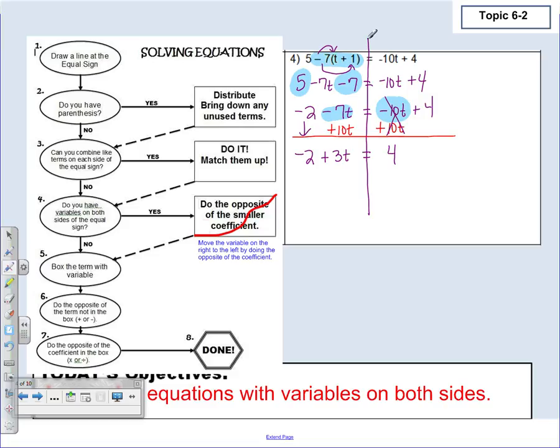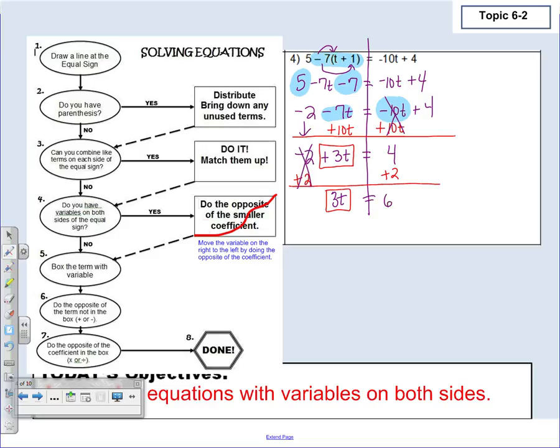Step 5 says, box the term with the variable. We have a positive 3t. Step 6, do the opposite of the term not in the box. The opposite is a positive 2, and a positive 2. Negative 2 plus 2 is 0. We're left with a positive 3t still in our box. And then 4 plus 2 equals 6.